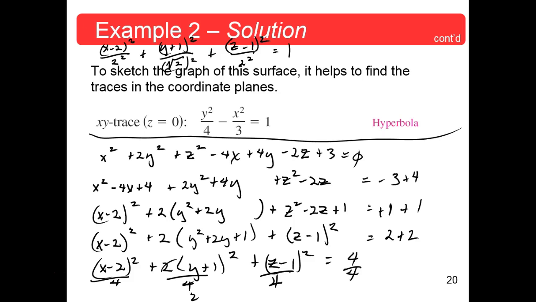It says classify, so we've classified. It's going to be an ellipsoid with center at 2, -1, 1. Okay? And you could put what the minor and major axes are going to be, but I'll worry about that later. In fact, let me make sure I drew it right first. Yeah.